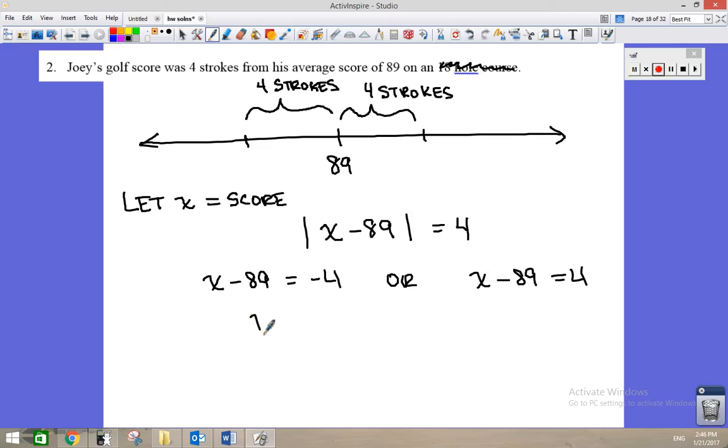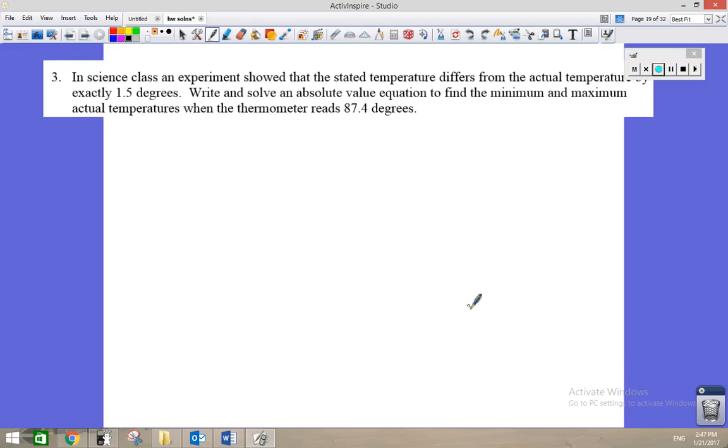So let's add 89 to each side. 89 minus 4 is 85. 89 plus 4 is 93. So here is the equation that represents it, and here are the two possible scores, strokes, that Joey could have scored according to the wording of the problem. I'm going to go ahead and do another one on this same video.